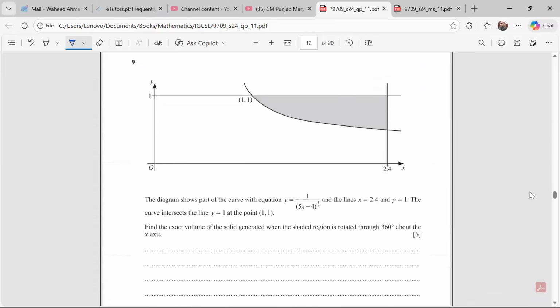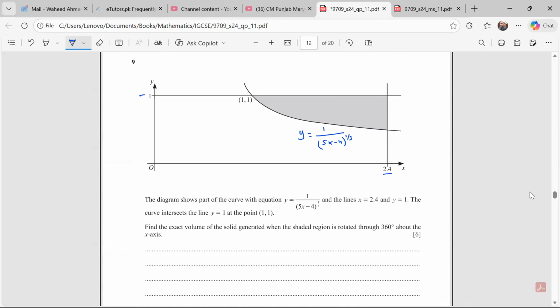Okay, so this curve is given by the expression y equal to 1 over (5x minus 4) to the power 1/3. This point is 2.4 and this is 1, y is equal to 1 over here. The idea is that if this shaded region is rotated around the x-axis, it will make a volume. In fact, it will be a hollow cylindrical type of volume, so we need to find that volume.